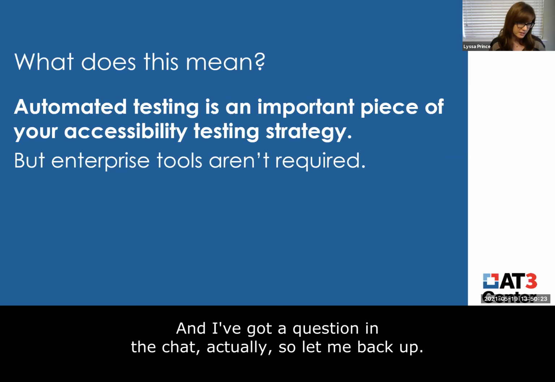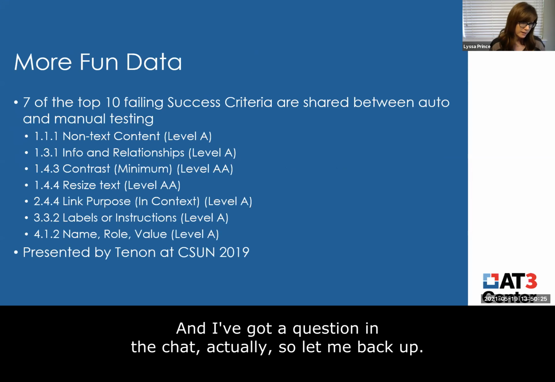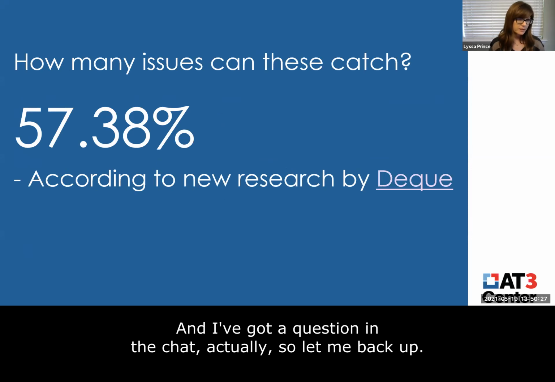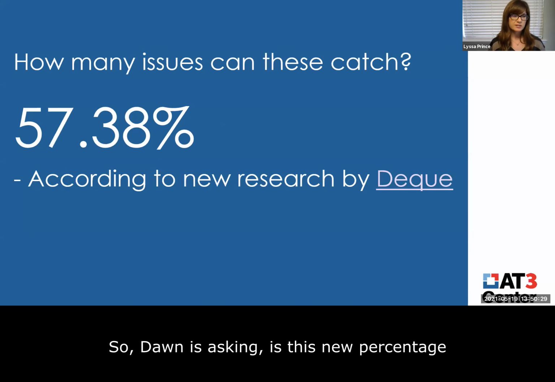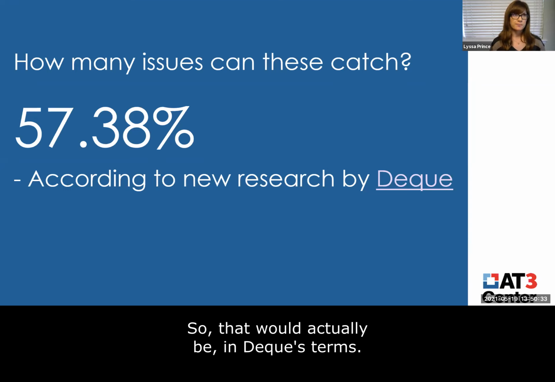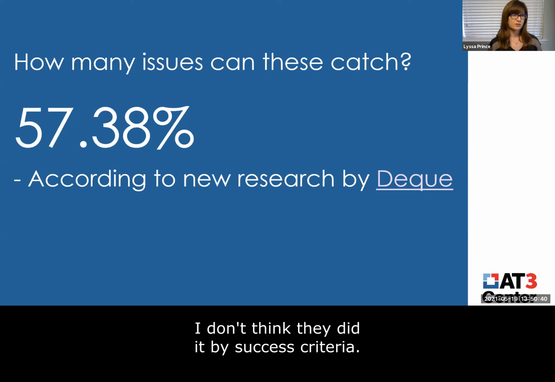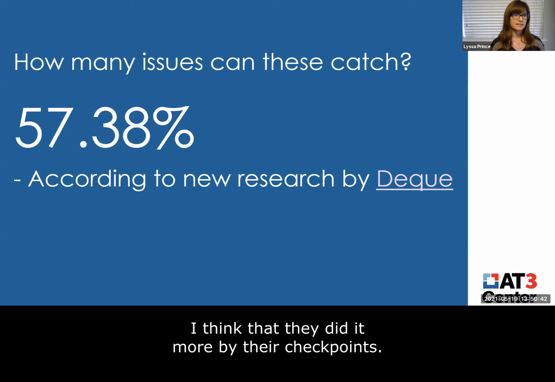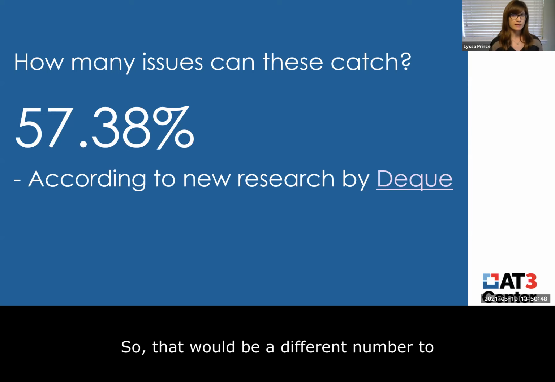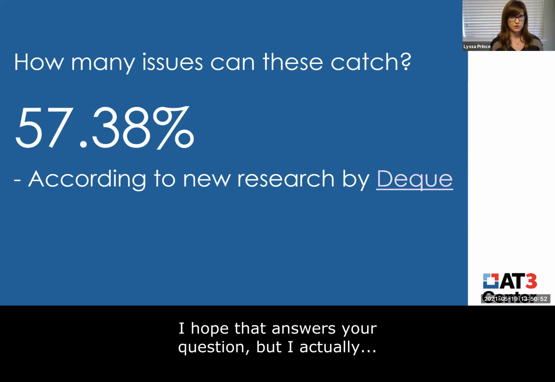And I've got a question in the chat actually, so let me back up. Doran is asking, is this new percentage still by volume or by success criteria? So that would actually be in DQ's terms. I don't think they did it by success criteria. I think they did it more by their checkpoints. So that would be a different number to DQ versus what it would be to Tenon. I hope that answers your question.